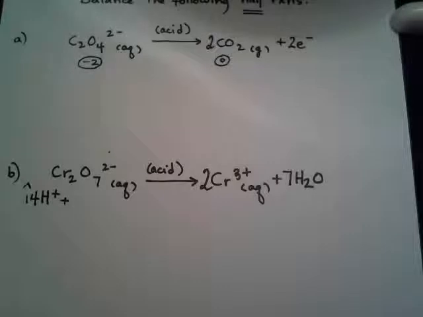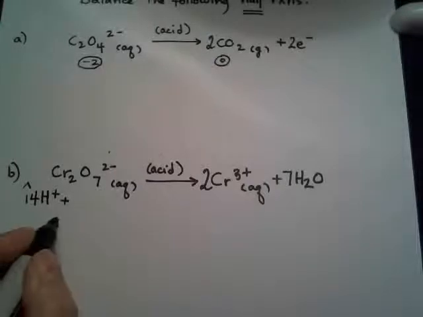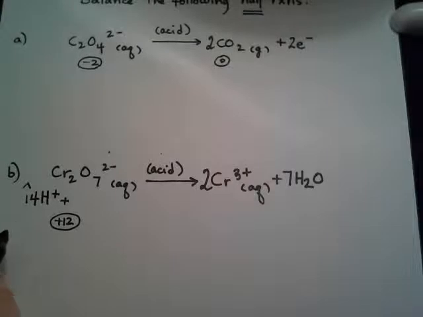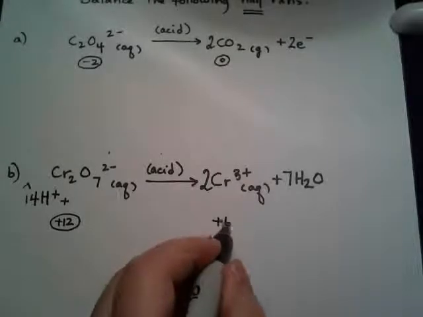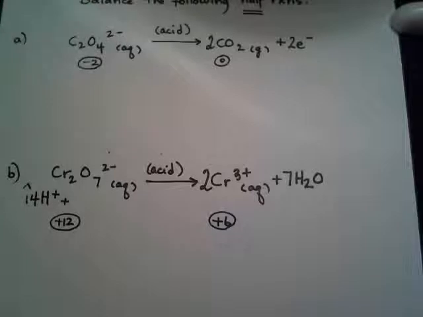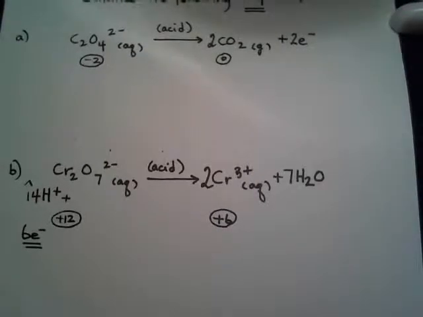Is it acid? Yes, so I don't need to adjust with the hydroxide ion, so I'm ready to balance the charges. A plus 14 and a -2 is a plus 12, and this is a plus 6. So how many electrons and to which side in order to balance the charge? 6 electrons are needed on this side. So let's write this properly. It's a half reaction, so I do write it with the electrons in.